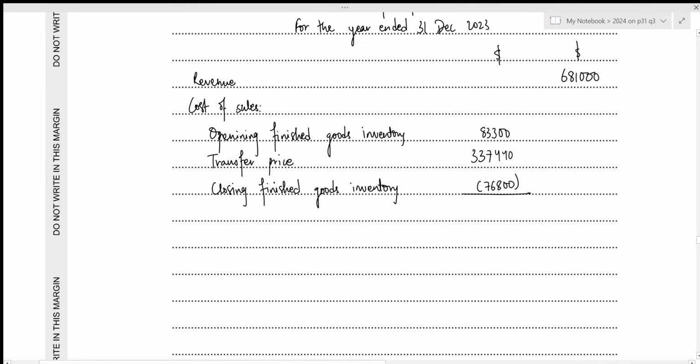337,440. Now we can calculate our cost of sales. That will be 83,300 plus 337,440 minus 76,800, which results in 343,940. Now we can calculate our gross profit. That will just be 681,000 minus 343,940, which results in 337,060.